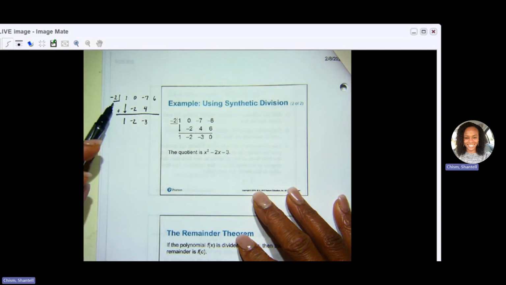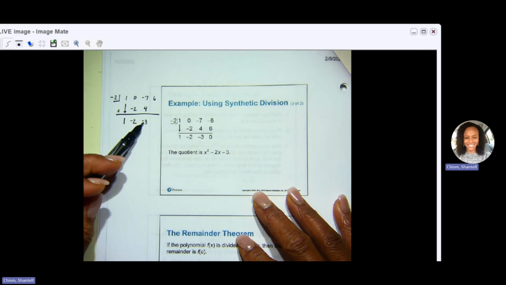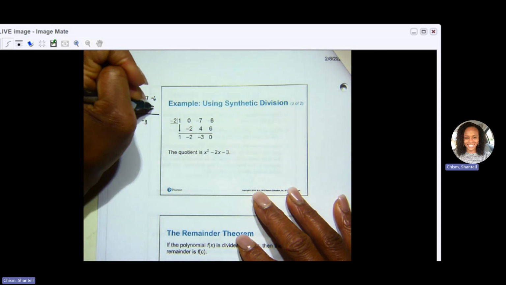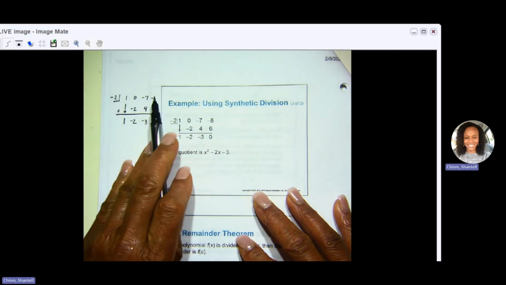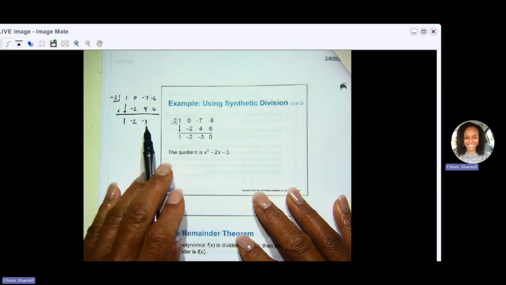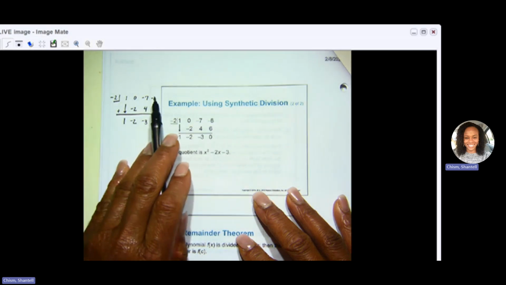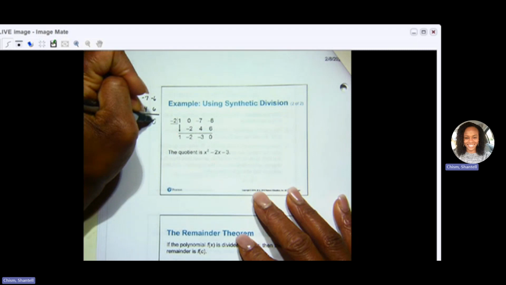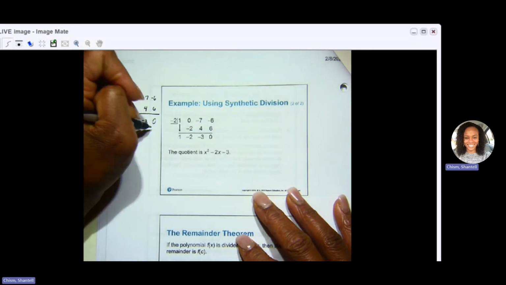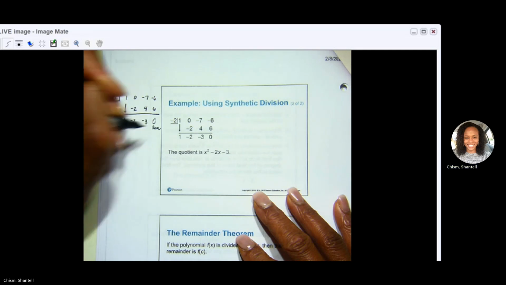Okay. Then I say negative 2 times negative 3. That gives me a positive 6. I accidentally left off that negative right there, so I put it in. So negative 2 times negative 3, that gives me a positive 6. So negative 6 plus 6, that gives me 0. Okay? That last number at the end is always the remainder.